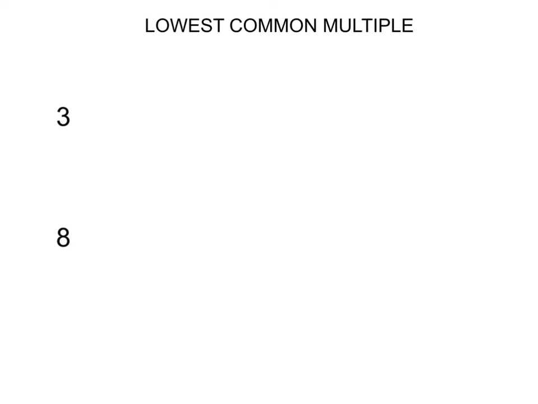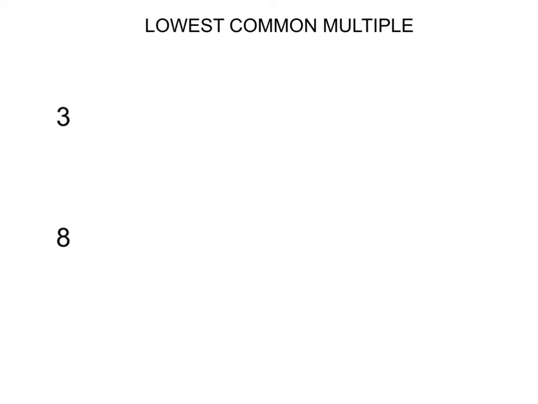When looking at multiples, you're often asked to find something called the lowest common multiple. What that means is that you're trying to find the smallest or the lowest number that's the same between your two or more numbers that you're looking at. So let's find the lowest common multiple for the numbers 3 and 8. First, we need to find the multiples of 3 and 8. So I'm going to do this quickly.